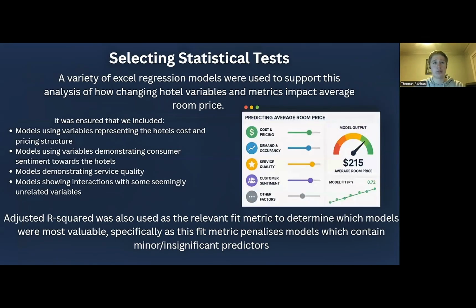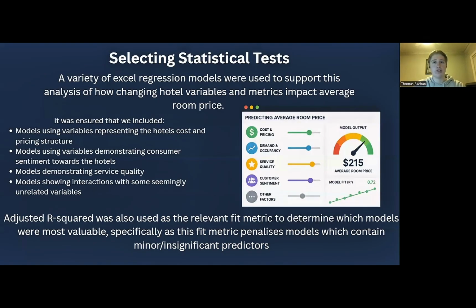Multiple linear regressions were the primary statistical test used for this analysis, as they allowed average room price to be the continuous outcome variable and allowed for numerous variables, both quantitative and dummy-coded qualitative variables, to have their effects measured. A correlation matrix was also used prior to regression modeling, to identify the relationships between key variables and determine some of the models we would create.